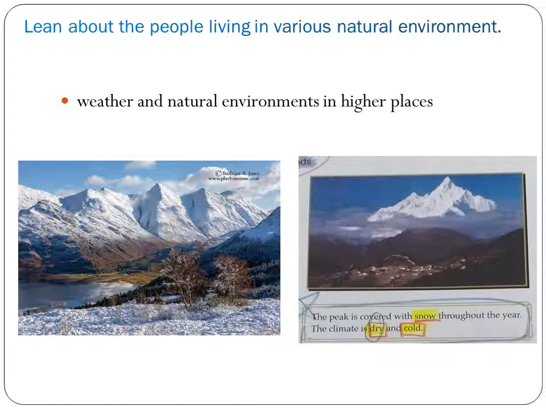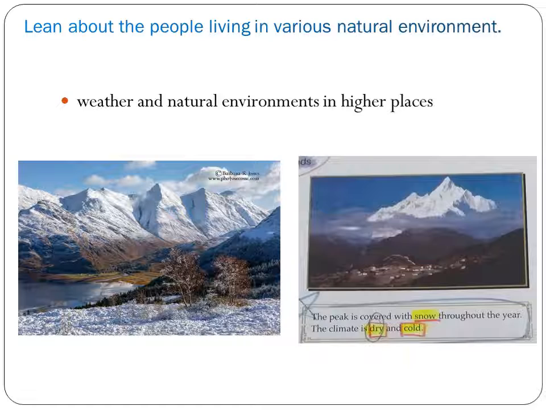Let's learn about people living in various natural environments. Now look at these 2 pictures. These are pictures of landforms, and you should be able to tell me by now what kind of landform this is. Is this a valley, a volcano, a highland, or a lowland? Well, I'm sure all of you know that this is a mountainous region. It's snow-capped mountains, and you can very well tell that these are highlands, very high mountainous regions.